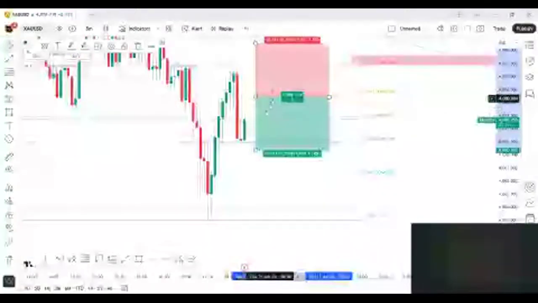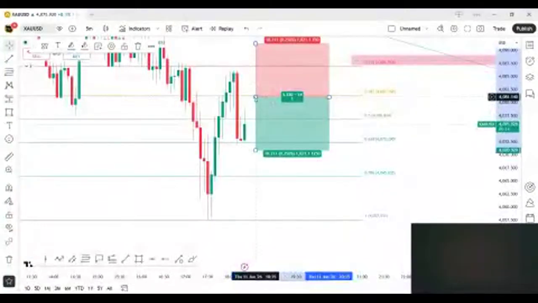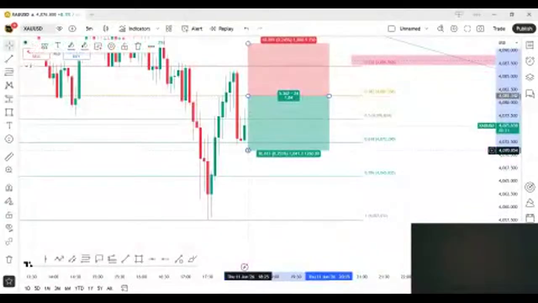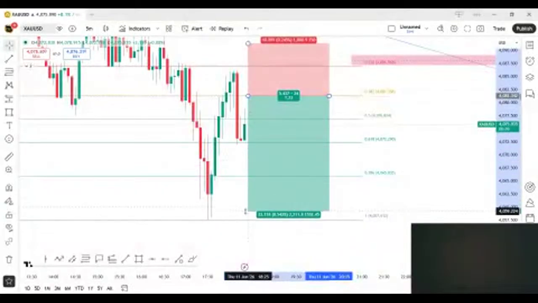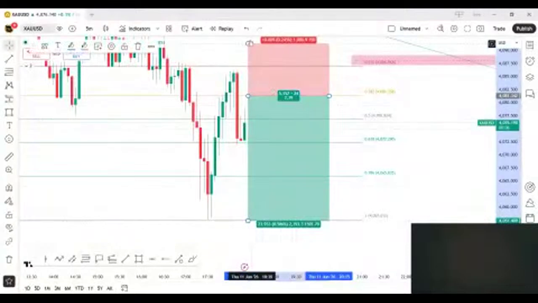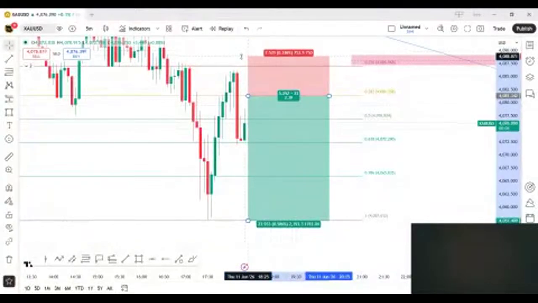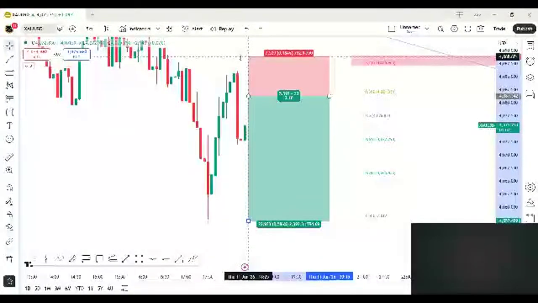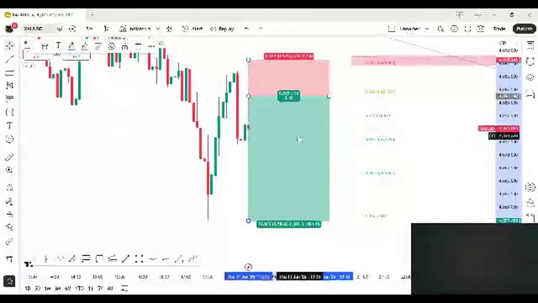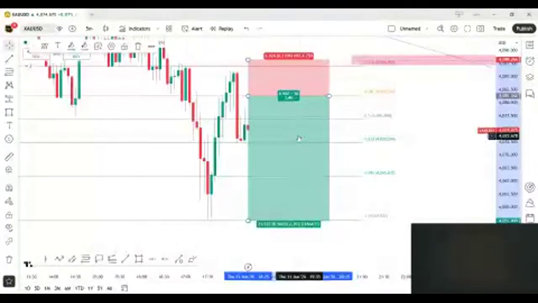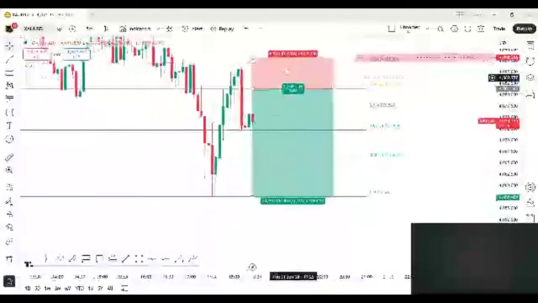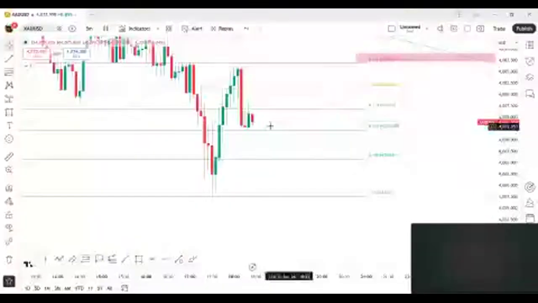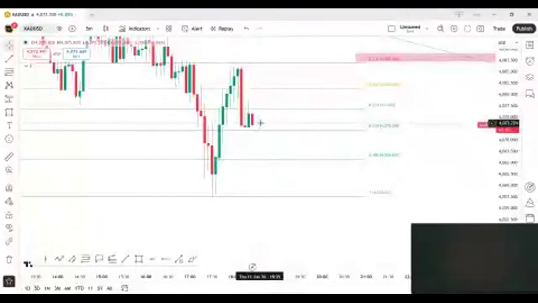I'm just marking it, so don't take the trades. I will update you when you need to take the trade. So this will be our target, if the market is able to break this. Guys, right now we are getting a little bit of momentum.